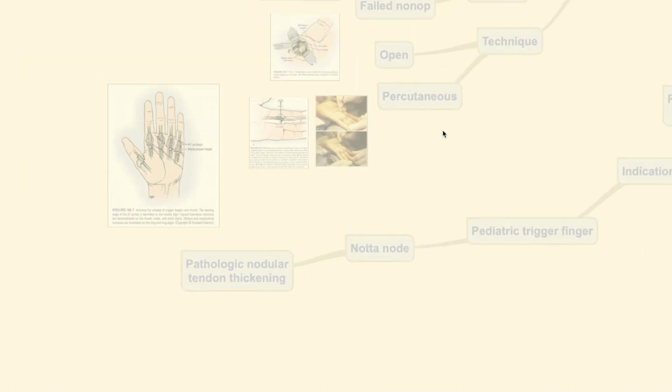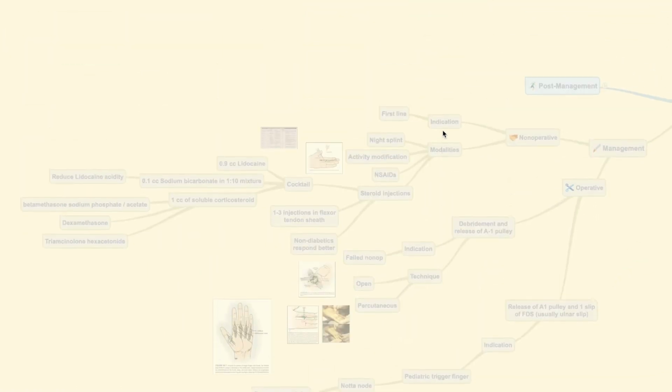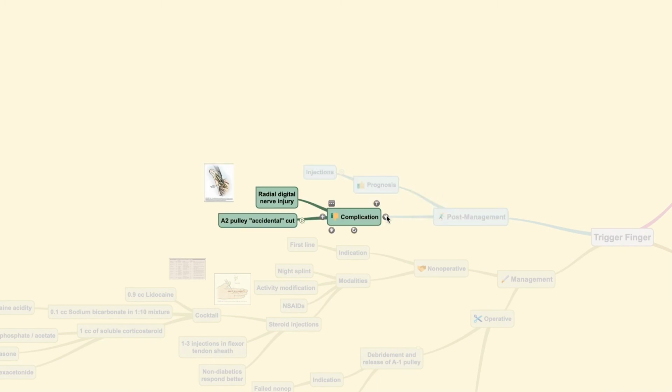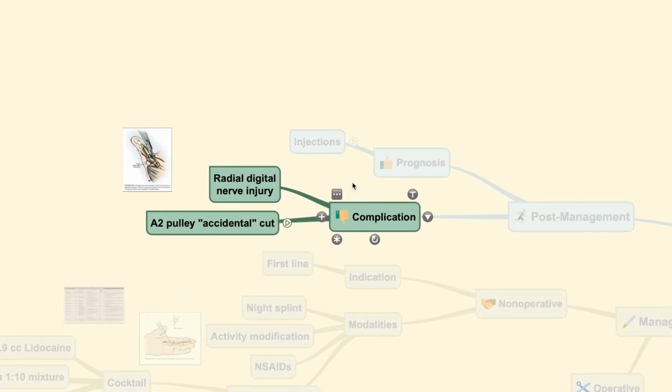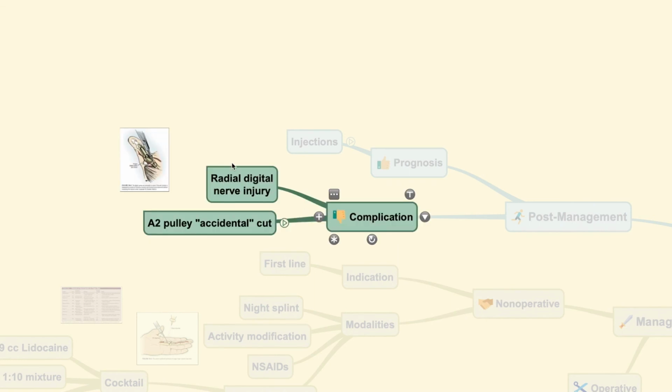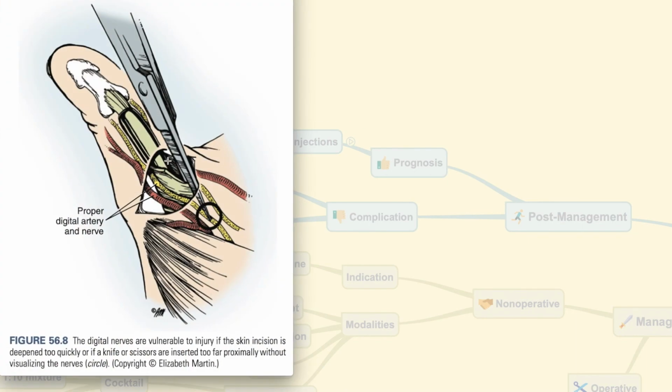Okay, after you have done all of those things and the patient comes to you, there are certain things that need to be paid notice to. The first is the complication. We always need to evaluate for any complications that may occur during the surgery or even after the surgery. For the complications that may occur during the surgery include accidentally cutting the radial digital nerve injury or A2 pulley accidental cut as depicted here. The knife may go through, the scissor may go through and cut the radial sided proper digital artery and nerve.